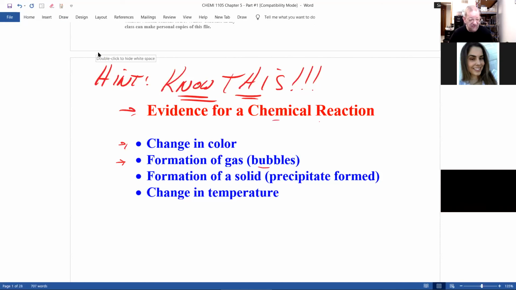Something has changed. The other one is when you form a solid. In chemistry, we have a fancy word for this, and that's called a precipitate. When a precipitate is formed, meaning a solid, when you mix two things together, you have had a chemical reaction occur.